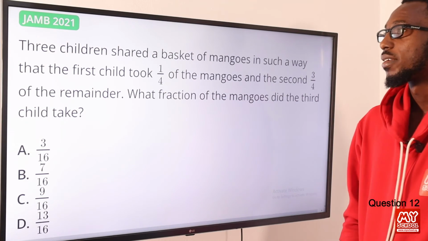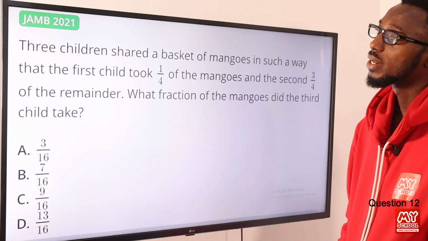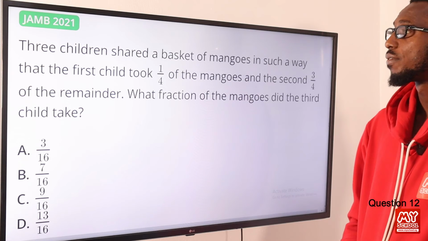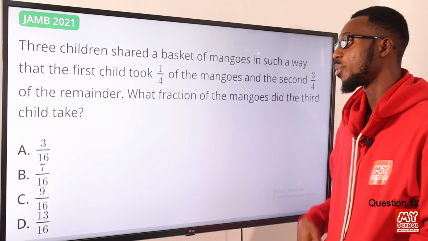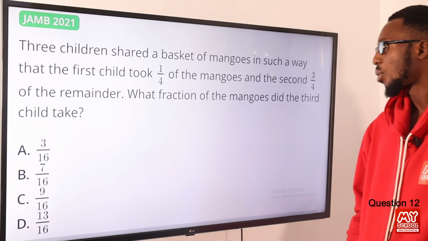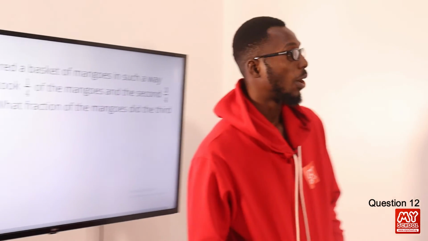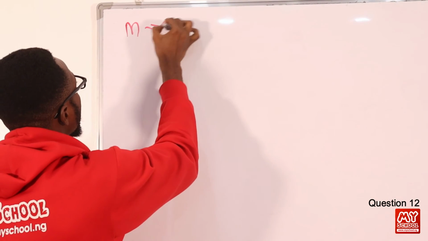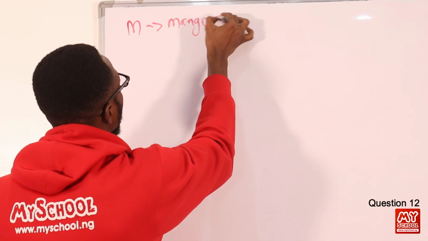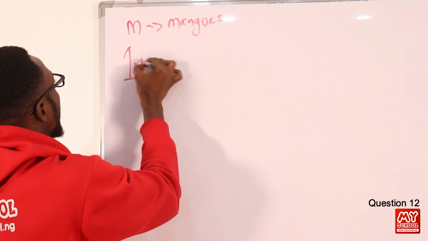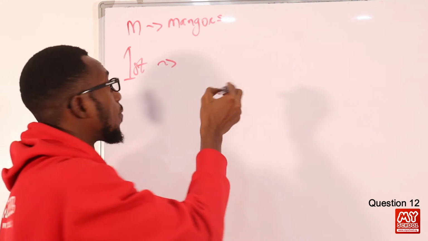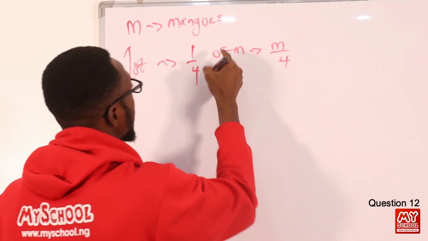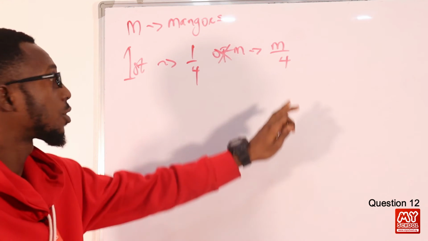Question 12. 3 children shared a basket of mangoes in such a way that the first child took 1 over 4 of the mangoes and the second 3 over 4 of the remainder. So what fraction of the mangoes did the third child take? All right, let me use letter M to represent the mangoes. The first child took 1 over 4 of the mangoes. So that's M over 4. So the first child had 1 over 4.